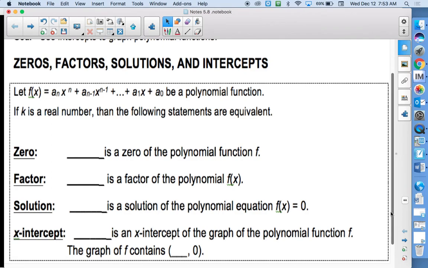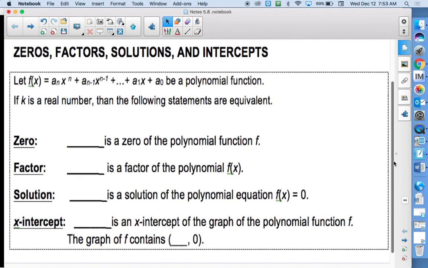You'll continue to use them in honors string or pre-calc, and then you'll continue using them in calculus. They're interchangeable. They're all equivalent. They're synonyms of each other. So a zero is a factor, is a solution, is also an x-intercept. They all mean the same thing. You pretty much find them all the same way. It's just that one might be written a little differently than the other.